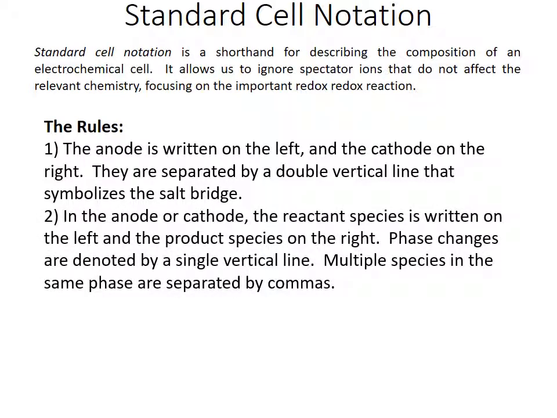Second rule, in the anode or cathode, the reactant species is written on the left and the product species on the right. Phase changes, so this might be going from solid to aqueous or aqueous to gas, are denoted by a single vertical line. Multiple species in the same phase are separated by commas. There's an example that shows you this later on in the video.